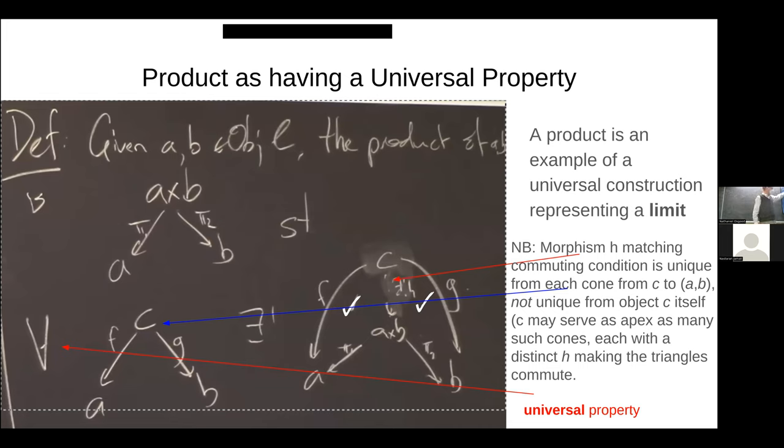So it is actually not a unique morphism from C. C could have many such morphisms to A cross B, but it's a unique morphism for each pair of F and G, each cone rooted at C, because C could have several cones, right? It could have this cone with F and G, and it can have this one with J and K, and each of those has to have the unique morphism to A cross B that makes these sort of curved triangles commute.